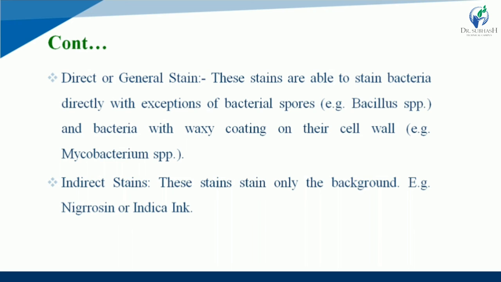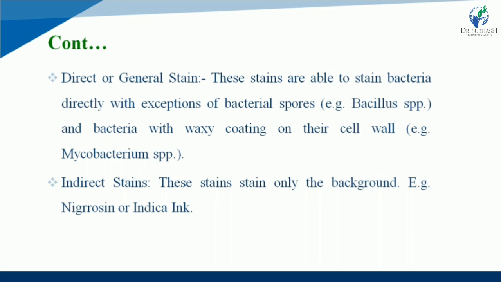So what is a direct or general stain? This type of stain is able to stain bacteria directly, with the exception of bacterial spores. It stains bacteria directly, but not bacteria with a waxy coating on their cell wall. An example is Mycobacterium species. An example of a bacterial spore former is Bacillus species.